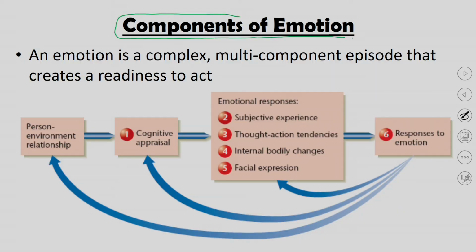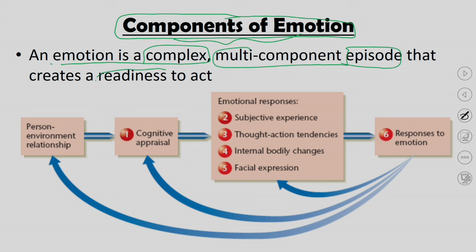So, the way we are going to define emotion in the present lecture series is using the most efficient version of emotion. This efficient theory of emotion is called the component process theory of emotion, or the emotion component process model, the multi-component emotion process. According to this, emotion is defined as a complex multi-component episode that creates a readiness to act. So, let us look at the definition first.